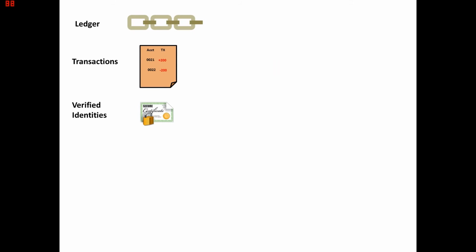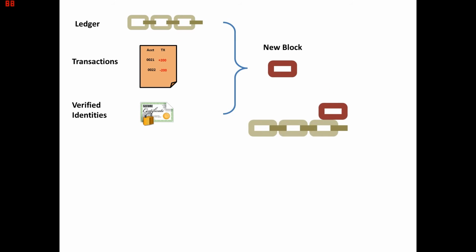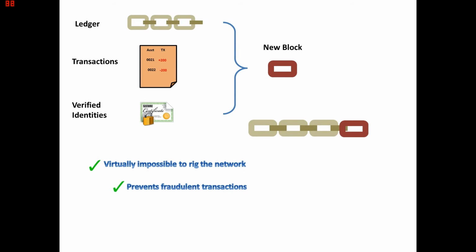The creation of a new block uniquely links together the entire blockchain history, the new set of transactions, and any identity and ownership information involved. This block then gets added to the blockchain. The mathematics behind this whole process makes it virtually impossible to rig the network to make your ledger win. It prevents fraudulent transactions, it prevents tampering with a ledger, and it prevents double spending.